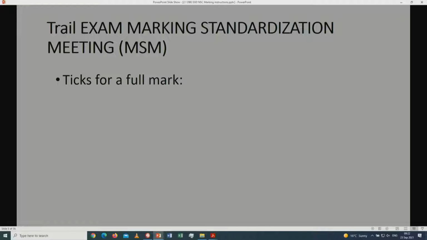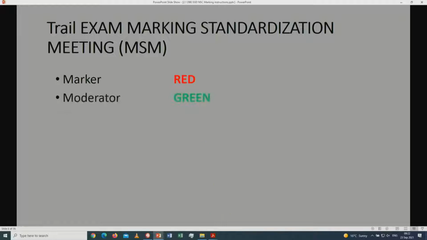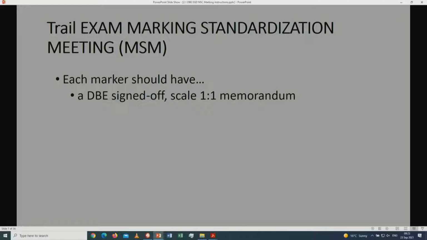And then also ticks will look as follows. This is for a right tick, for a full mark. For a half a mark, it will be a tick with a small little tail, or it will be an upside down V. And then if something is wrong, obviously we will go back to the conventional cross. All right. Your moderator at your school, your co-teachers or colleagues, and then also the HOD at your school should mark in a green pen. You will keep on with the red pen. And then also each marker must have a DBE signed off scale 1-to-1 memorandum.